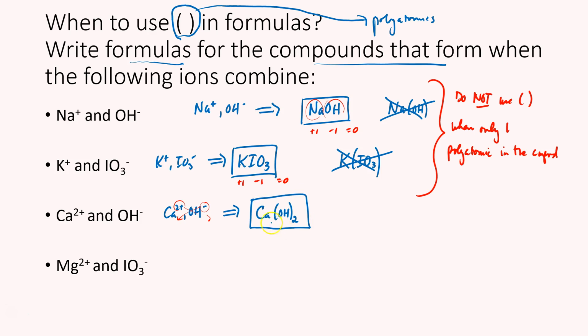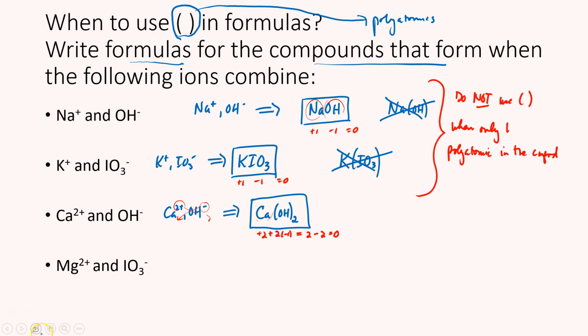And let's just double check our charges to make sure that we have a neutral compound overall. The calcium is a +2 and the hydroxide is a -1, but you have 2 of them, so 2 minus 2 equals 0.